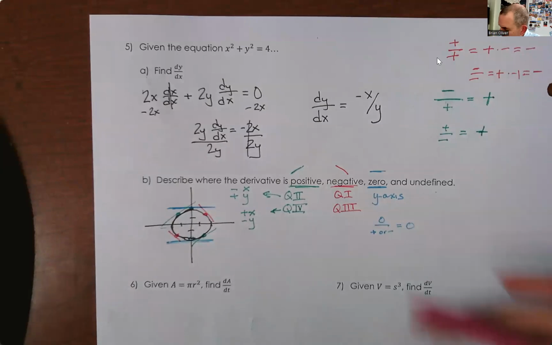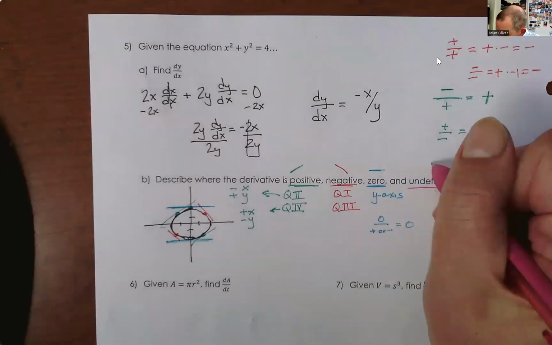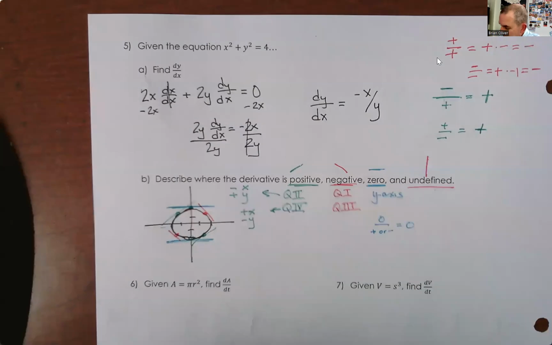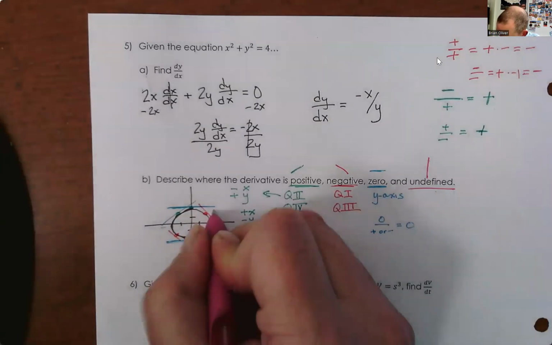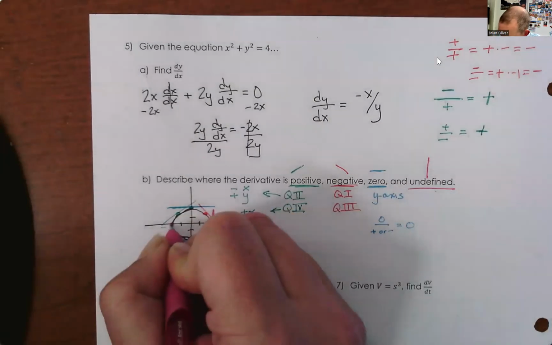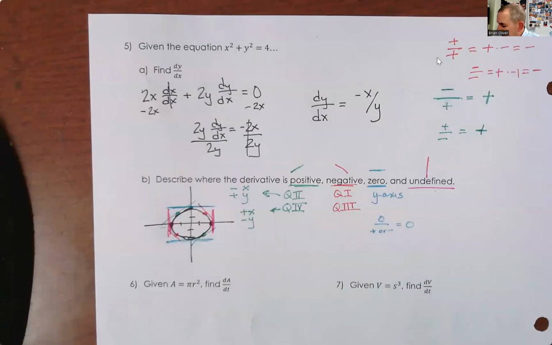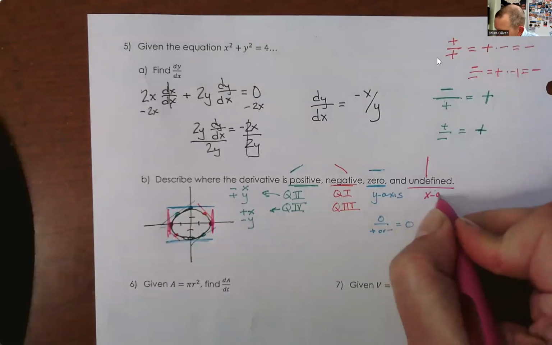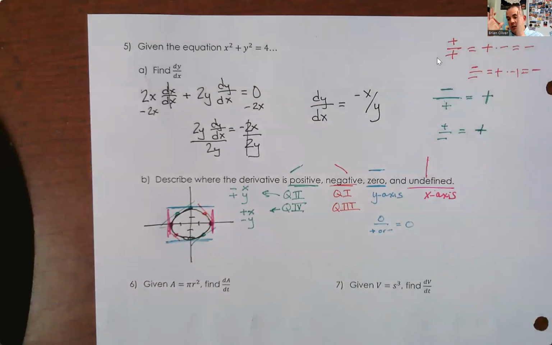Last but not least, where am I undefined? Undefined are vertical lines. I got a vertical line here, and I got a vertical line here. So what that tells me is the x-axis is where I'm undefined, because that's where in the circle we got our vertical tangents. So that's the idea of working with the derivative.